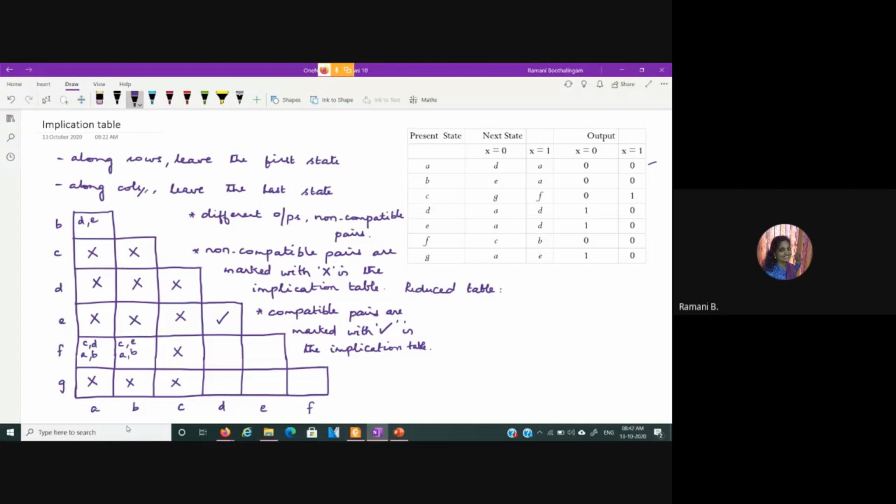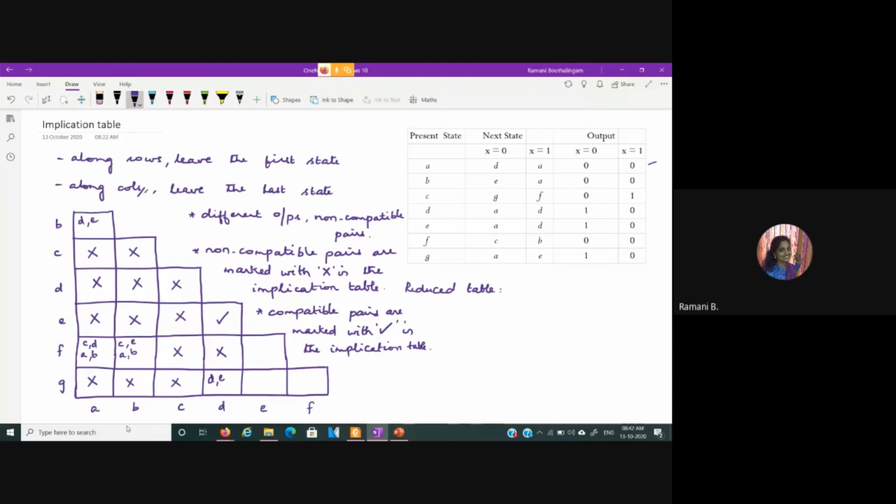Then comparing D with F. So comparing D with F, the outputs are different, so you give an X mark. Then comparing D with G, the outputs are same. For the input, if D and E are equivalent or compatible, you can say this to be compatible.